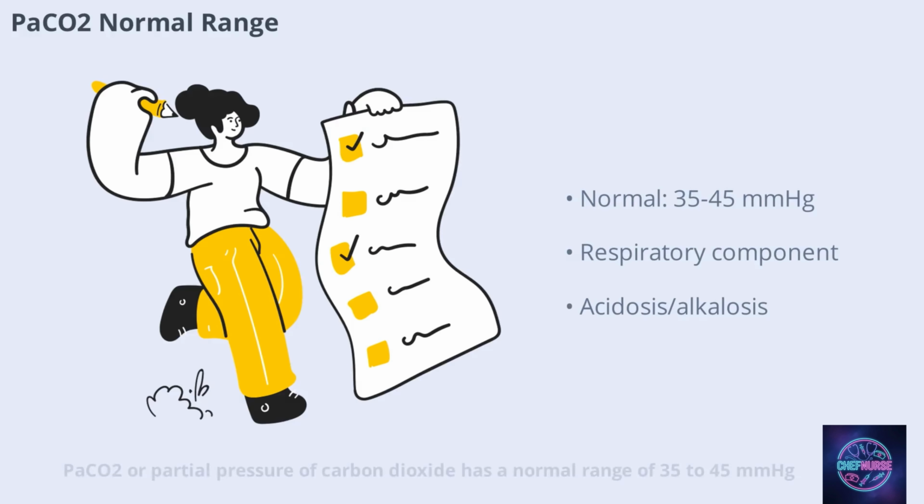PaCO2, or partial pressure of carbon dioxide, has a normal range of 35 to 45 mmHg. It reflects the respiratory component of acid-base balance. High PaCO2 indicates respiratory acidosis, while low PaCO2 suggests respiratory alkalosis. For the NCLEX, know how to interpret PaCO2 in the context of respiratory disorders.